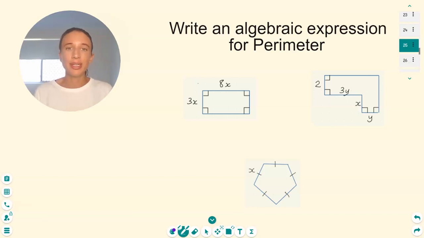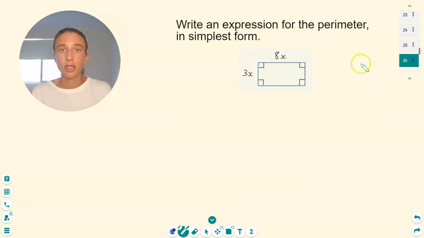Hello, in this video we are going to look at more applications of algebra. So in particular, writing an algebraic expression for perimeter. Let's check it out. Write an expression for the perimeter in simplest form.